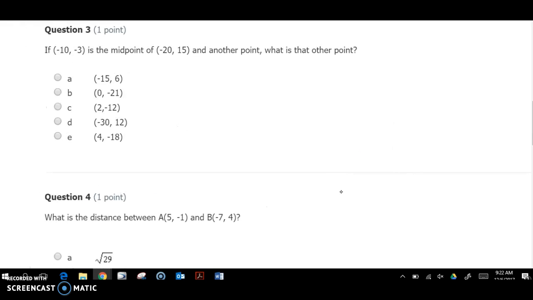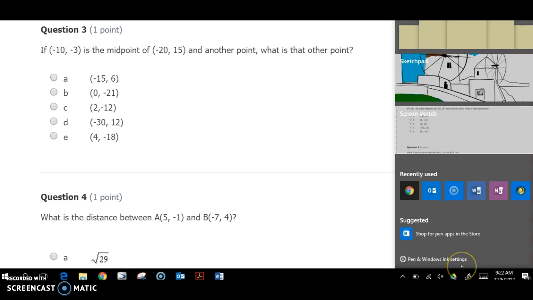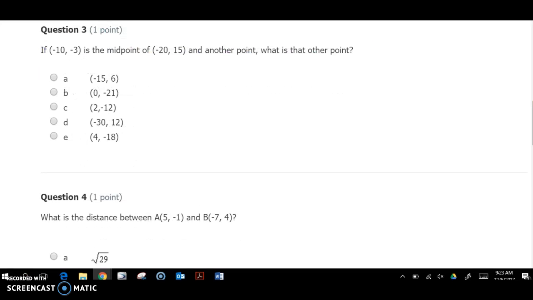Number 3, if -10 and -3 is the midpoint of -20, 15, and another point, what is the other end point? This is just like that other one where we're looking for the other end point. -10, -3 is your midpoint. So go ahead and sketch that out. Go ahead and sketch that one out and try to figure out what happened if you started at -20 and then you ended up with -10.